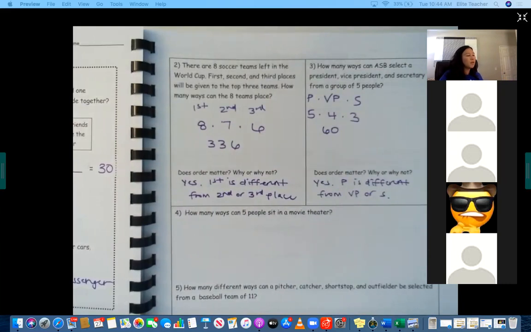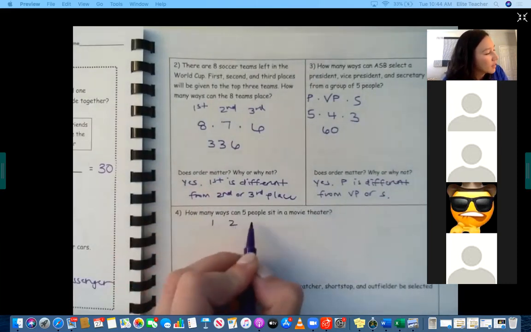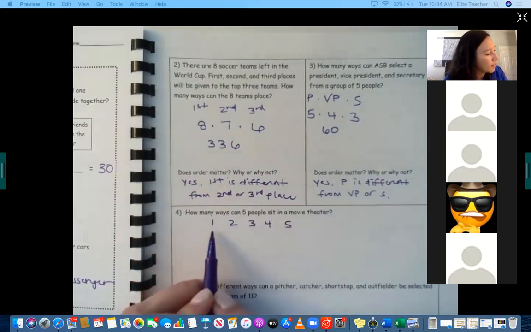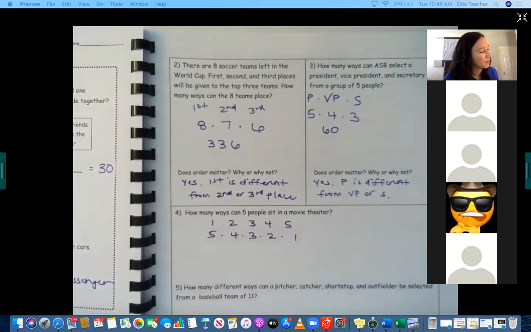Okay, so then how many ways can 5 people sit in a movie theater? So we have the first seat, the second seat, the third seat, the fourth seat, and the fifth seat. How many people are possible for the first seat? 5. And then for the second seat? 4, 3, 2, 1. Yep. So 5 times 4 is 20, 20 times 3 is 60, 60 times 2 is 120. So there'd be 120 different ways.